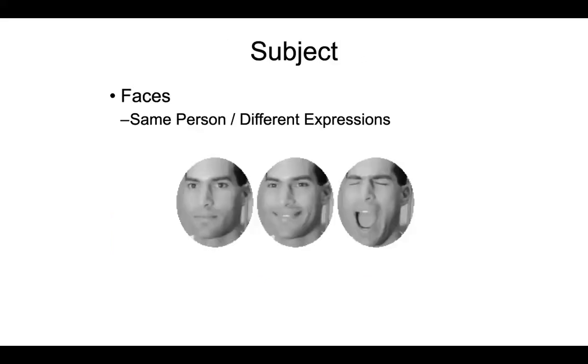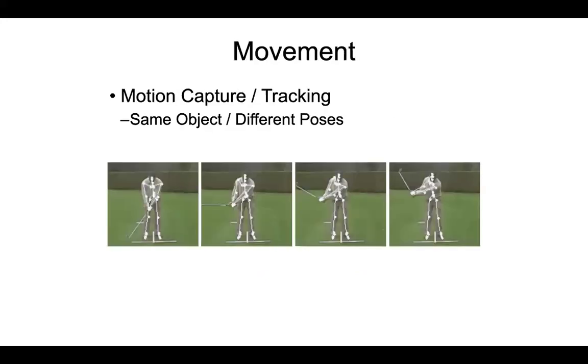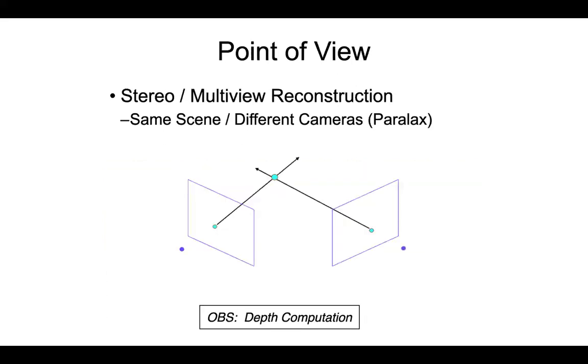And then there are other things that are actually used in machine learning, like a subject. Like if you have photos of the same person with different expressions, you can understand how that person expresses emotion, how the person talks, and things like that, right? And also for movement, because you have the same objects with different poses instead of expressions, and then you can do tracking and you do motion capture, right?